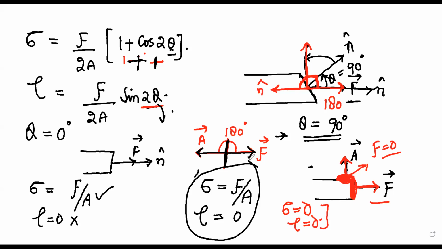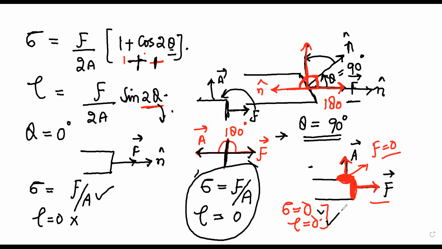Similarly, you can take different areas. This case is a peculiar case. You have the area in this direction, while the force is being applied in this direction. What is the effect of this force on this area? It does not have an effect at all. Normal stress and shear stress are equal to 0.